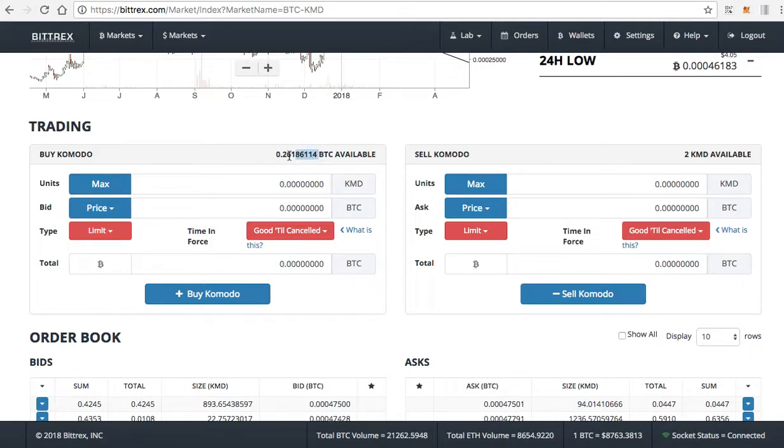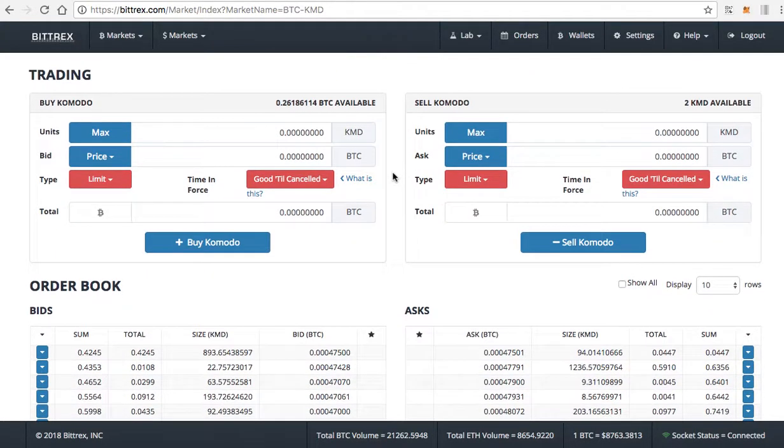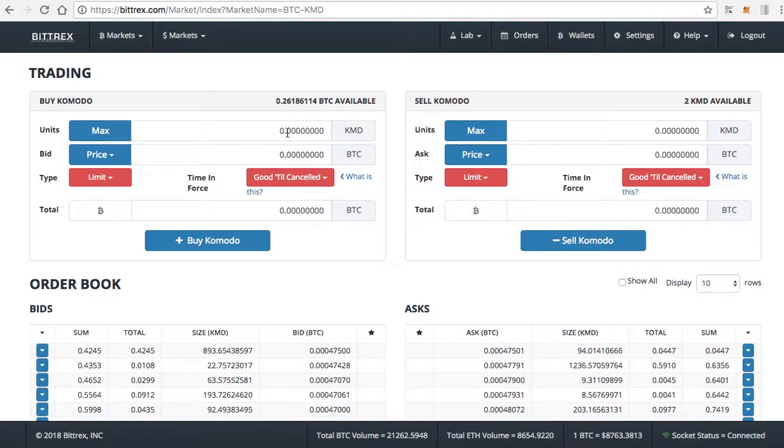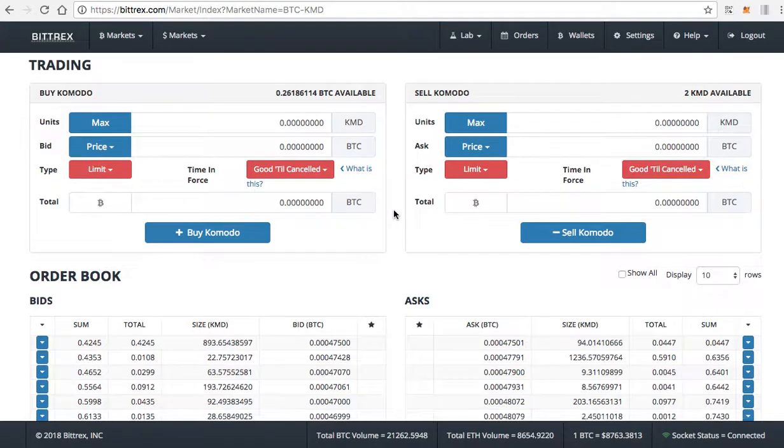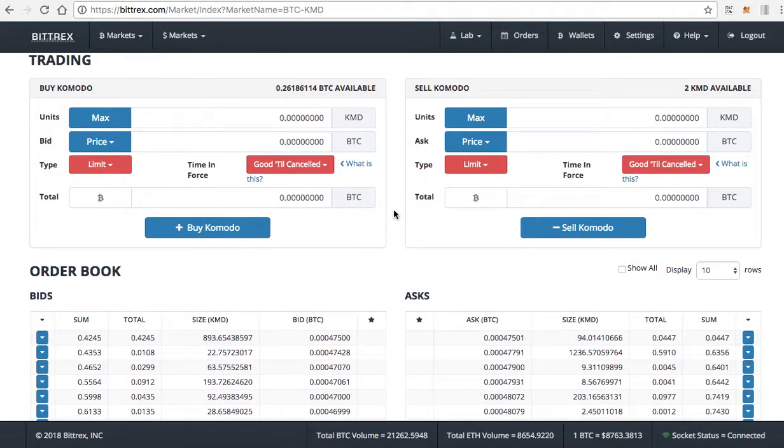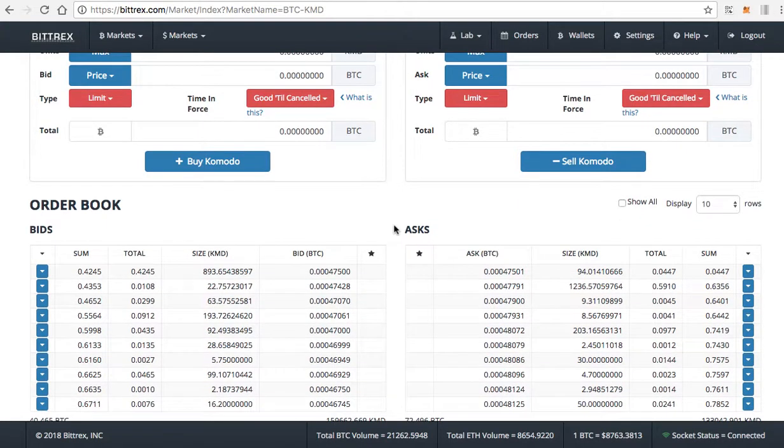Now, I have 0.21686114 Bitcoin available. If I wanted to place all of that Bitcoin on a Komodo order, I can. I could buy 5 Komodo. I could buy 1 Komodo. Actually, I'd have to buy a couple of Komodo because there is a minimum of 0.0005 per order. And every time you place a buy or a sell, there are fees. So you don't want to do this a lot.